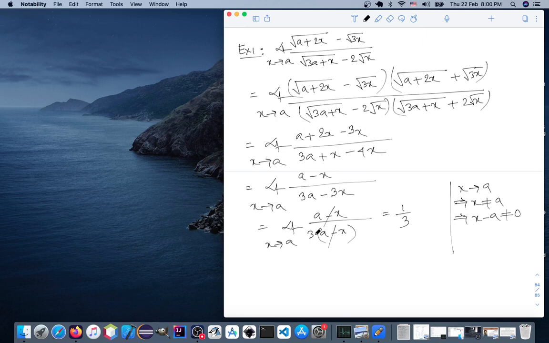Let me check once again if I did it correct or not. Root a plus 2x minus root 3x over root 3a plus x minus 2 root x. If we rationalize the numerator, we are getting plus root 3x. We are getting a plus 2x minus 3x. Okay. And in the denominator, we are getting plus root 3a plus x minus 4x, which becomes 3a minus 3x. So yeah, this is the answer. Let's see the next problem.